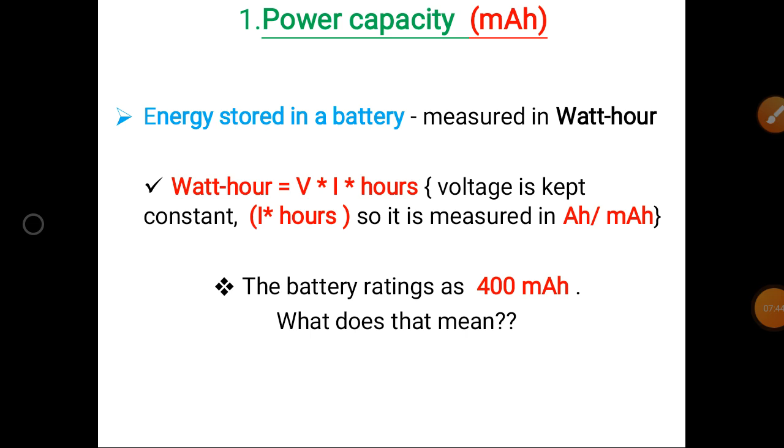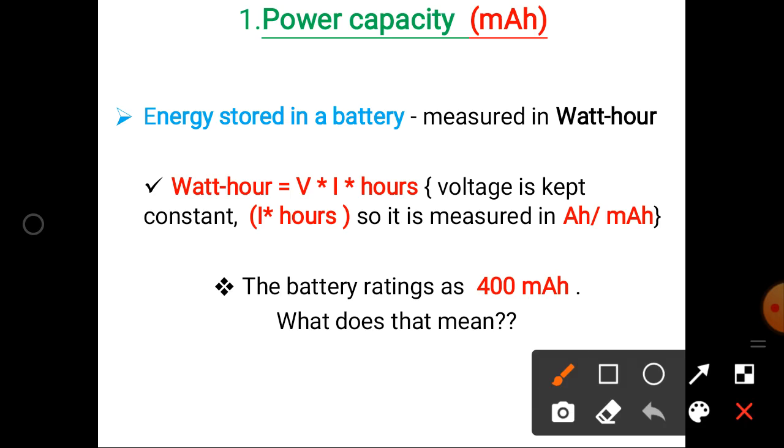So the first technical term is the power capacity. As already said, it represents the energy stored in the battery. The unit of the power capacity will be watt hour. So we know the formula for watt hour: voltage into current is called watts. And here the voltage will be maintained constant. So the final term will be current into hours, so the unit for the power capacity of the battery is ampere hour or milliampere hour.